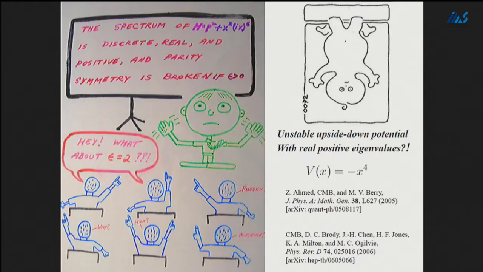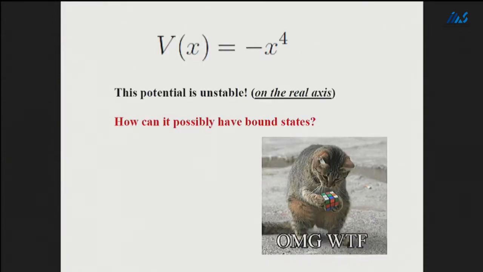Okay? Well, however, if you go back to this Hamiltonian, you might say, wait a minute, this doesn't look right, because if I take epsilon equals 2, then this Hamiltonian reads p squared minus x to the 4. So we have a potential which is an upside-down potential. How could this potential possibly have real positive eigenvalues? We're talking about an upside-down potential. Okay, so this is an unstable theory. How can you possibly make sense of this theory? It certainly looks like this potential is unstable on the real axis. How can it have bound states?